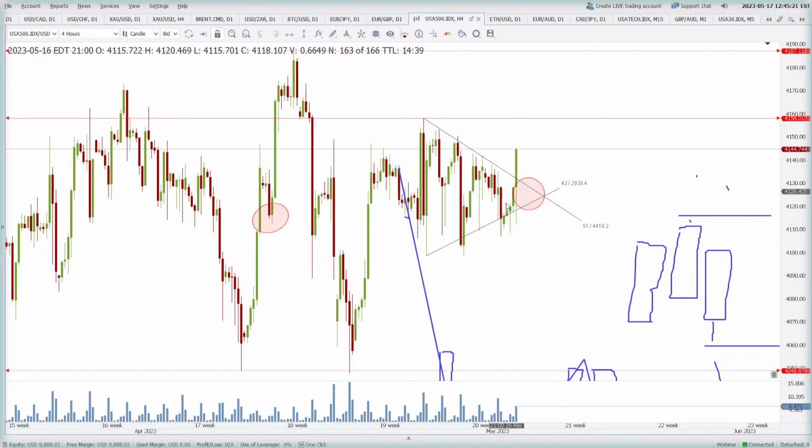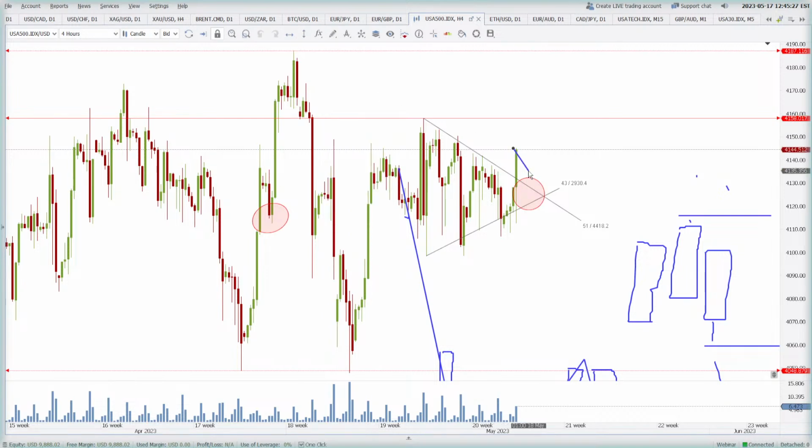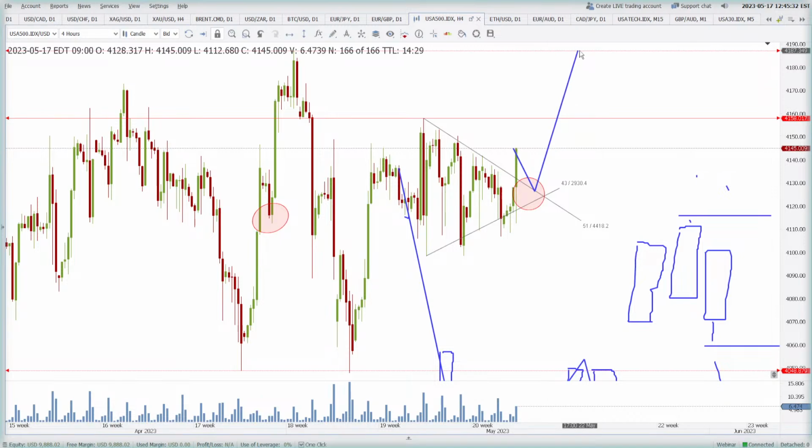On the lower side, you have support at 4048. So if it has broken on the higher side, expect the price to retrace back to test this area, the fresh support, and then pull higher. Let's look for this type of price action.